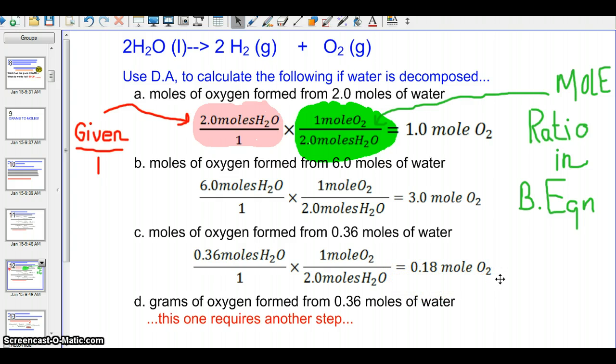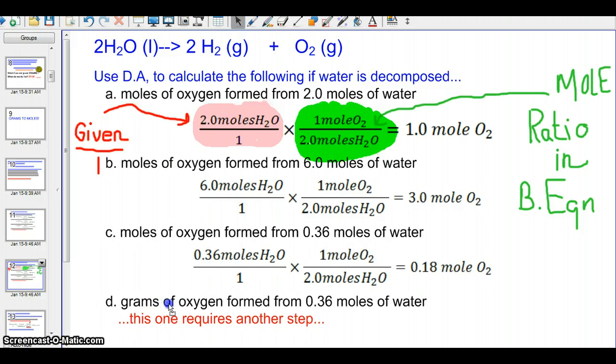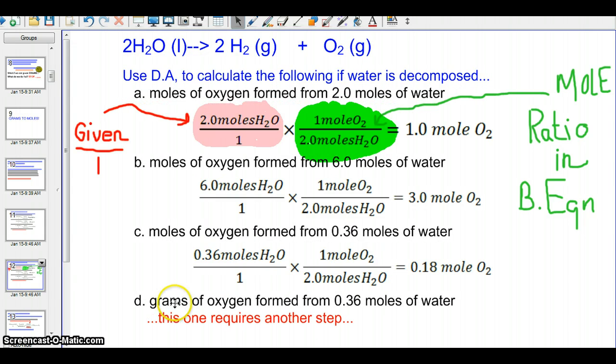But what if you look at problem D, you weren't asked to calculate the moles of oxygen, you're actually asked to calculate the grams of oxygen. So think about that for a moment. How would you go from moles to grams? Think about that for a minute. Try to write the next step after this. Pause and then begin again.